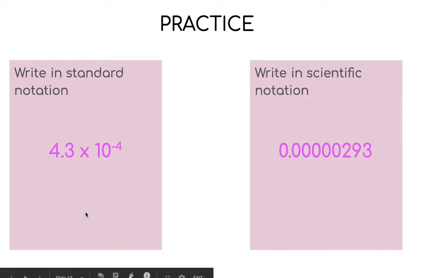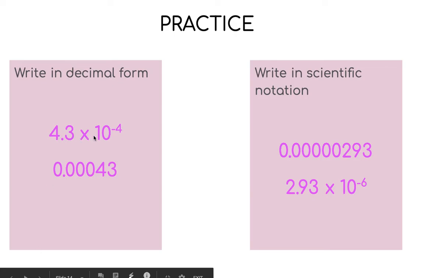All right, take another moment to pause the video and practice these 2 problems. On the left, I want you to write this in standard notation or in decimal form, and on the right, I want you to write this in scientific notation. So pause the video, get going on paper. All right, I'm going to show you the answers, so only continue if you're ready.